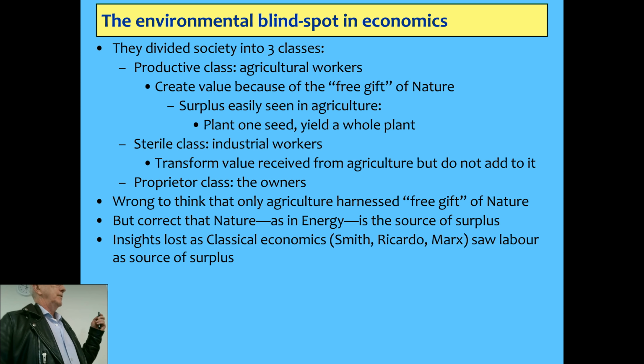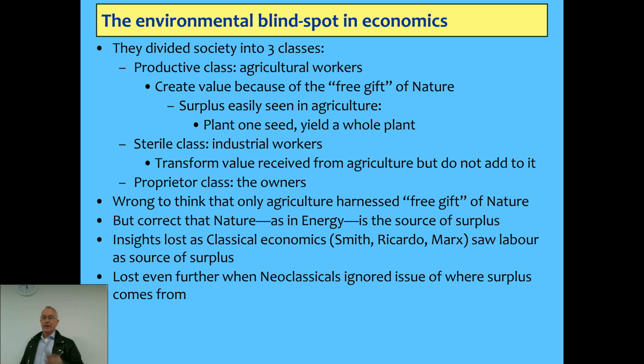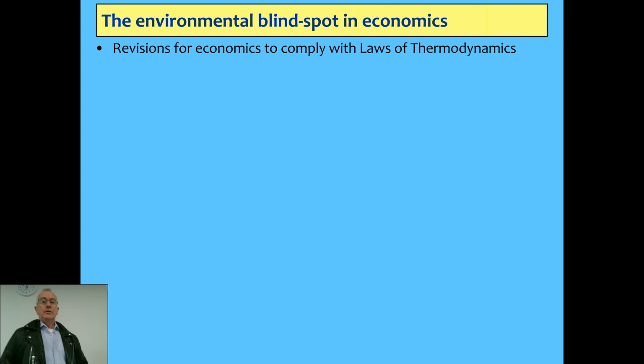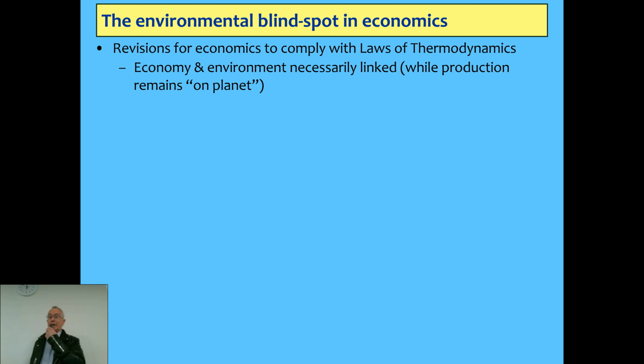Smith interacted with Quesnay and came back and wrote The Wealth of Nations. And rather than saying that land and the free gift of nature is the source of value, he said labour is the source of value. And that completely stuffed up economics for the next 200 years, in my opinion. And I'll be arguing that when I write my major book on economics. And then along come the Neoclassicals, who didn't like the labour theory of value, and they completely ignored where the surplus came from. So how do we actually make economics consistent with the laws of thermodynamics?